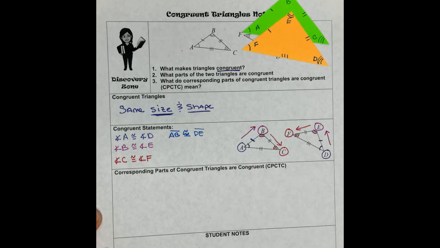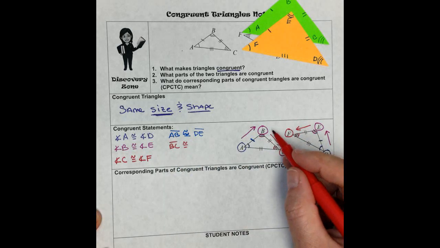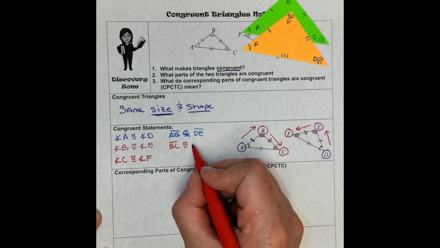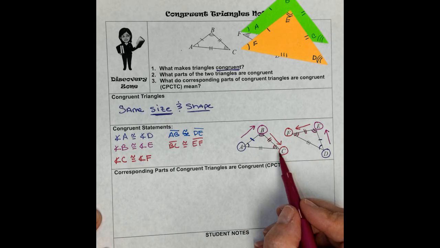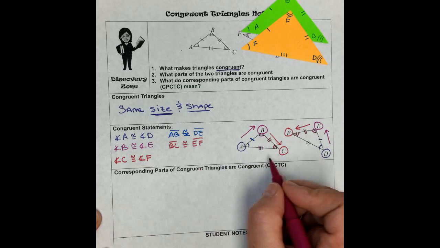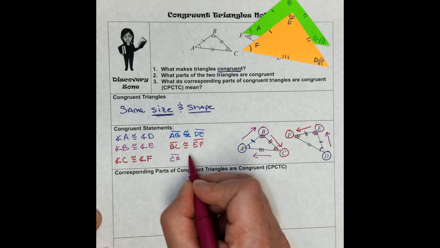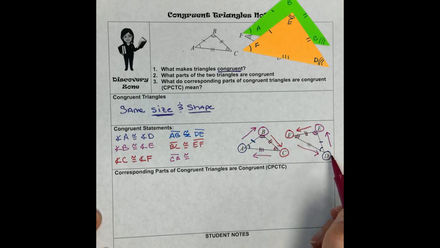Alright. So now I'm going from B to C. So segment BC is congruent to EF. I got two tick marks here. Segment EF. Then I have my last segment here. I'm going from C to A. I got three tick marks. So I've got segment CA is congruent to segment FD.